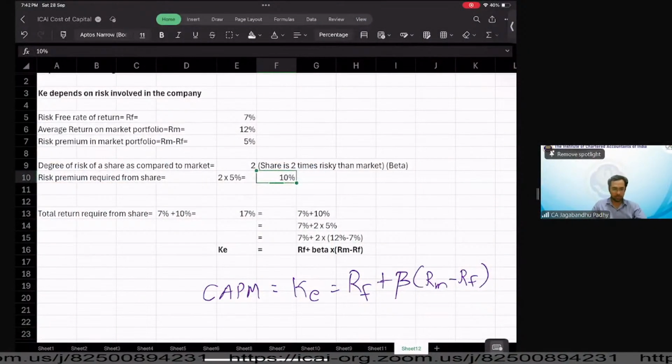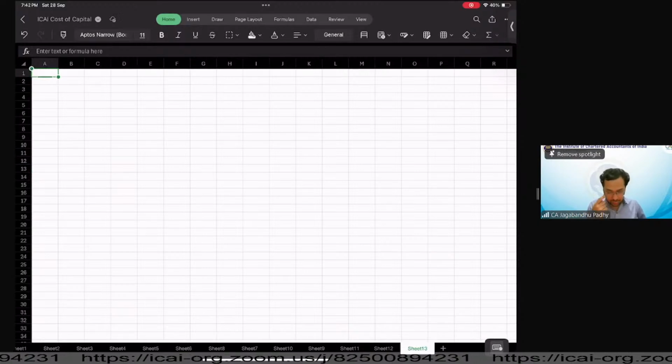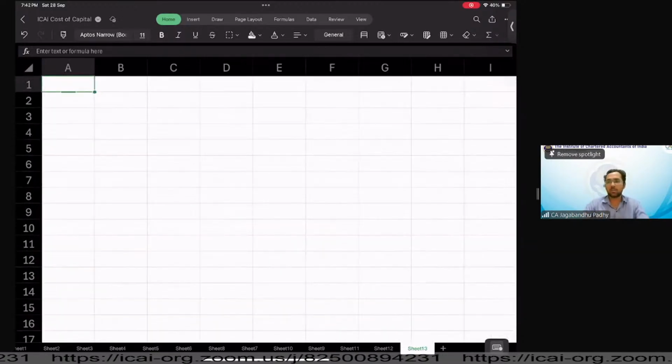We were in the cost of capital. We have covered the cost of debt, cost of preference share, and cost of equity. Now let's look at another cost concept, which is the cost of reserves.